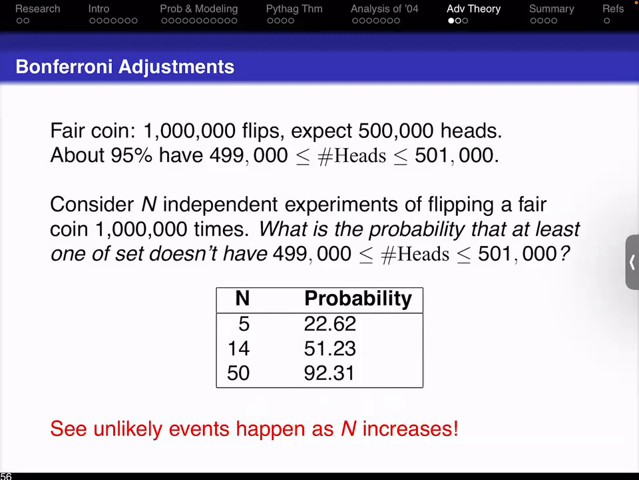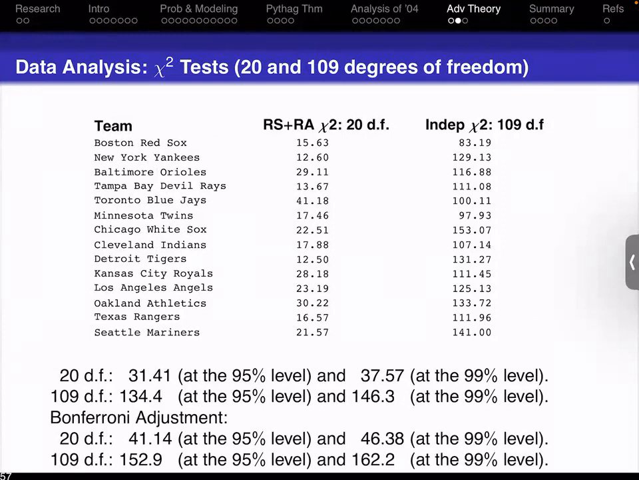This is part of a pitch right now for those of you who are trying to decide what classes to take, to consider taking a stats class. There's something called a chi-squared test of goodness of fit. For what we were doing with runs scored and runs allowed, about 95% of the time we should get a value of 31.4. At the 99% level, about 37.57.